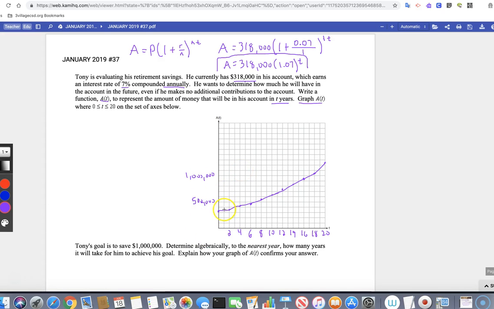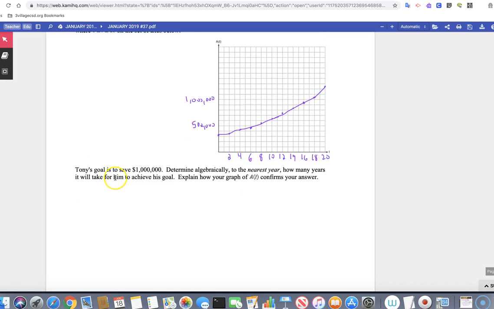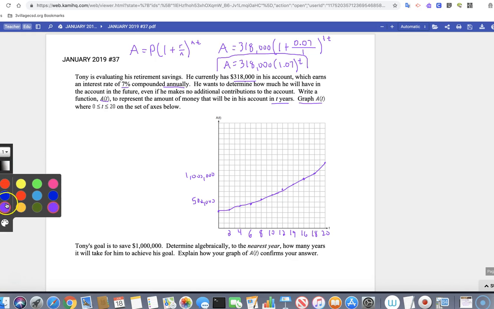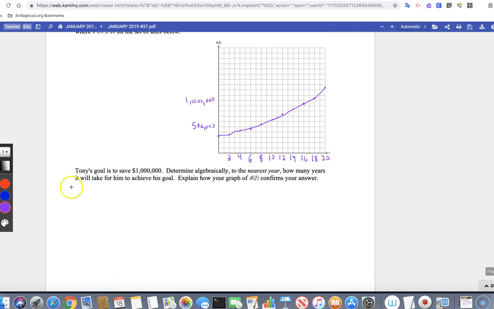So now that we have the graph down, the next and additional things that we have to do here, it says that Tony's goal is to save 1 million, determine algebraically to the nearest year how many years it will take for him to achieve his goal. And then after that, explain how our graph confirms our answer. So for Tony to reach his goal of 1 million, what we can do algebraically to solve for when this would occur is we can take our equation, plug 1 million in for A, and then solve for t using our equation.